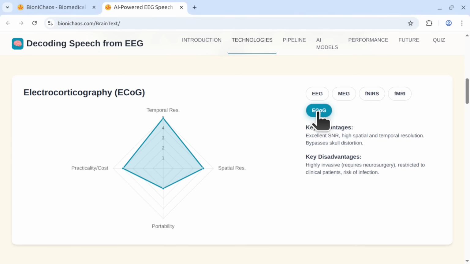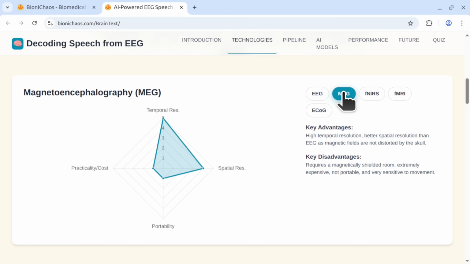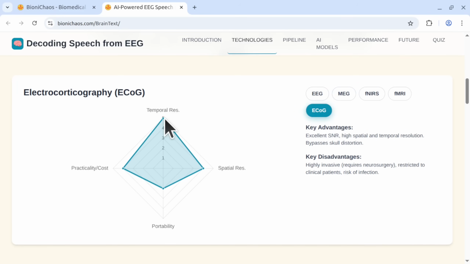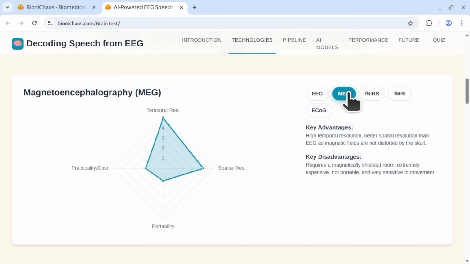So it's the same, the ECoG and MEG temporal resolution and spatial resolution give the same values on the rating. Looking at the chart, ECoG has a temporal resolution rating of 5 and a spatial resolution rating of 4. For MEG, the chart shows a temporal resolution of 4 and a spatial resolution around 3. Therefore, ECoG and MEG do not have the exact same values for temporal and spatial resolution on this chart.